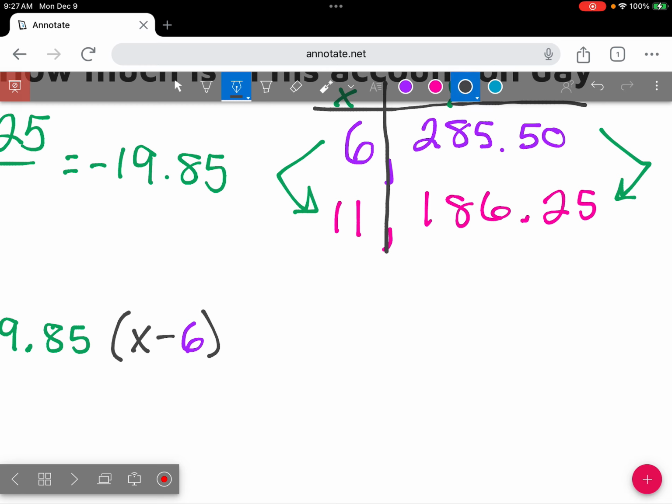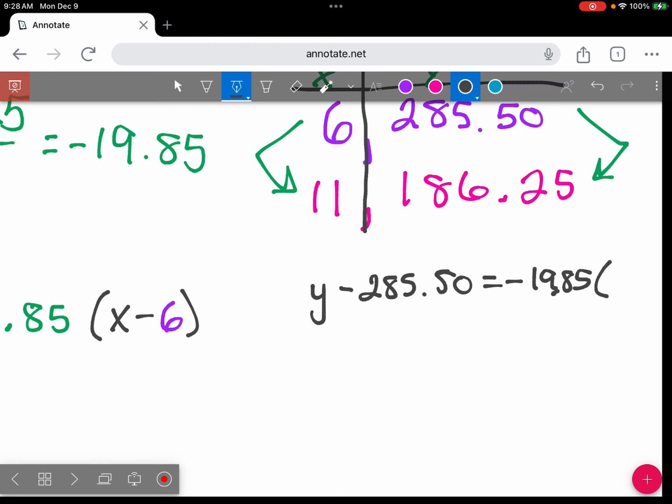So when we're trying to figure out our prediction for our y minus 285.50, negative 19.85, and we're doing our 30 minus 6. Aha, fit it. Barely, but it's there.